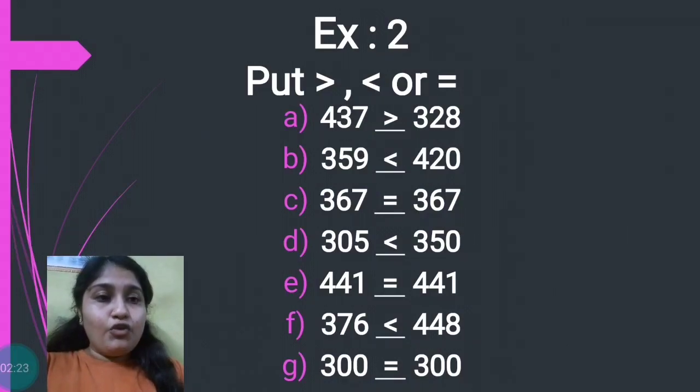E, 441 and 441. Here students, we have used the equals to sign. Why? Because these both numbers are the same. F, 376 and 448. So 448 is greater than 376. 448 376 से बड़ा है. G, 300 is equals to 300. है ना students? 300 and 300 दोनों same numbers हैं. जब आप compare करोगे, so they both are equals to each other.